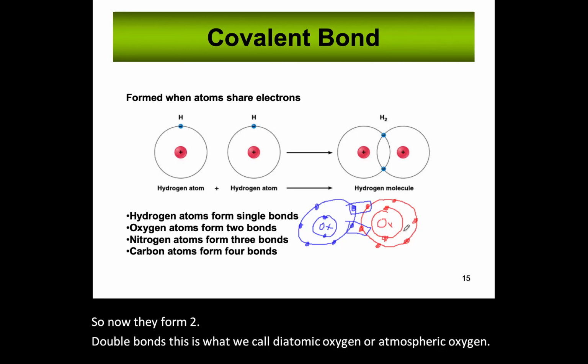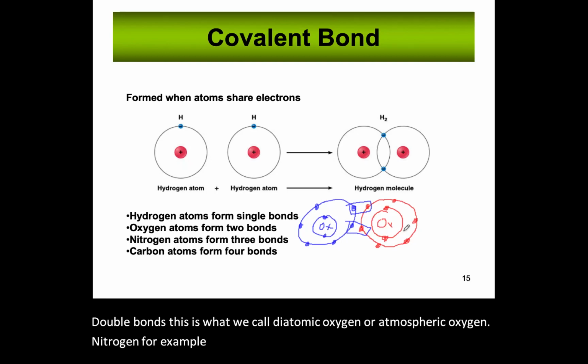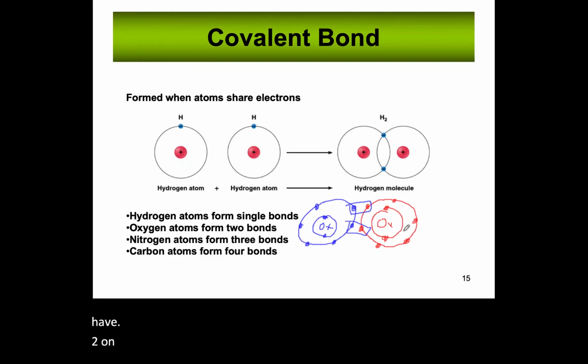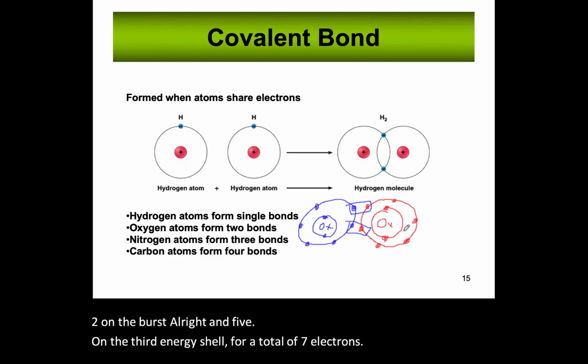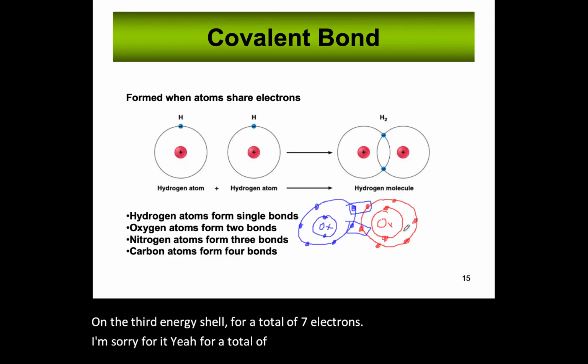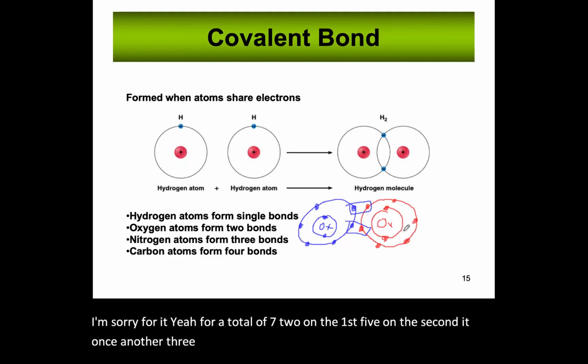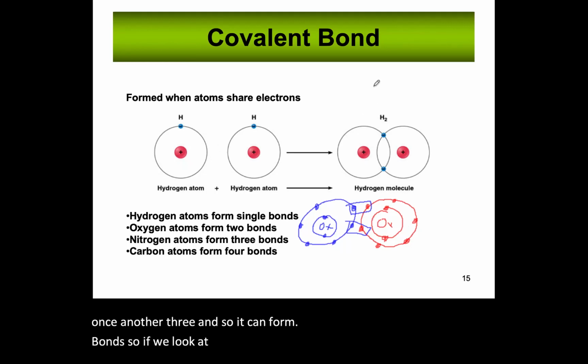Nitrogen, for example, nitrogen can form 3 bonds. Why? Because they have 2 on the first and 5 on the second energy shell for a total of 7 electrons. Right? 2 on the first, 5 on the second. Well, it wants another 3. And so it can form bonds. Right? So if we look at nitrogen, for example, here's nitrogen, 1, 2.